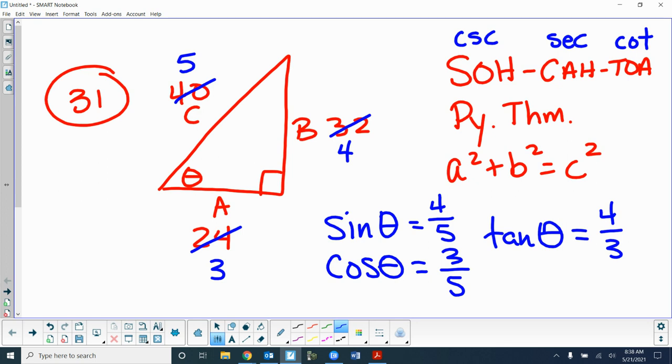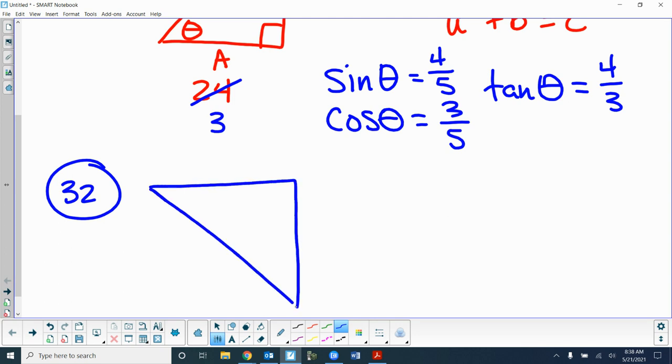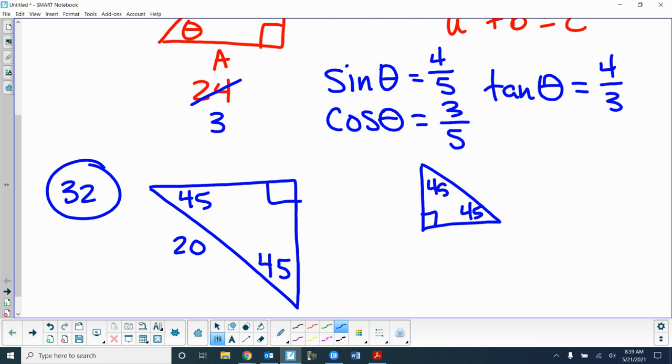32 says use a trig function to find the value of x. I would not do that, but you can. I'll do both ways for you. This is one of those special triangles that hopefully you remembered, but if you didn't, you could write that on your little note card, right? 45, 45, 90. We did 1, 1, and what? Radical 2, good. Whatever the sides were, multiply by radical 2 to get the hypotenuse.